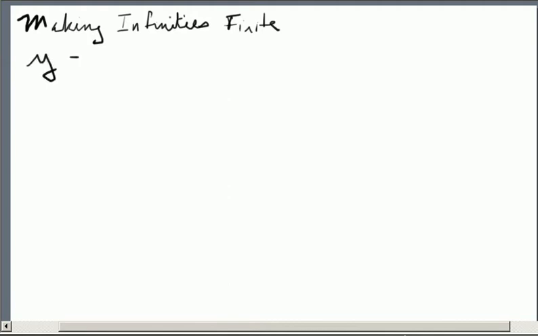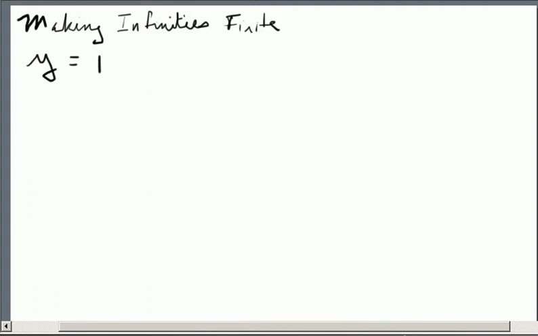So today we're going to do the first problem in the Robinson problem set called Making Infinities Finite. And the first problem is to evaluate an expression which looks like this.